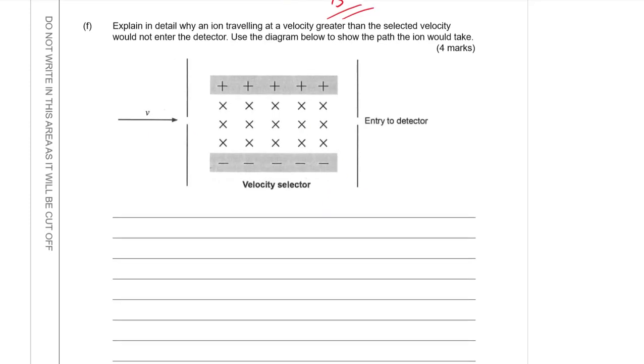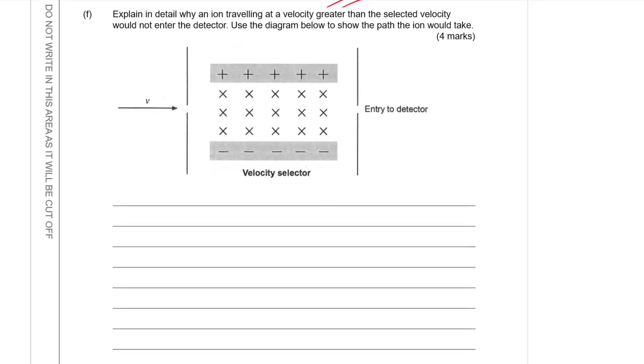There we go. Okay, question F. Explain in detail, that's interesting, why an ion traveling at a velocity greater than the selected velocity would not enter the detector. There's a detector there, so why does it come through but not make it through there? We know that obviously the force is unbalanced and it's deviated somewhere.